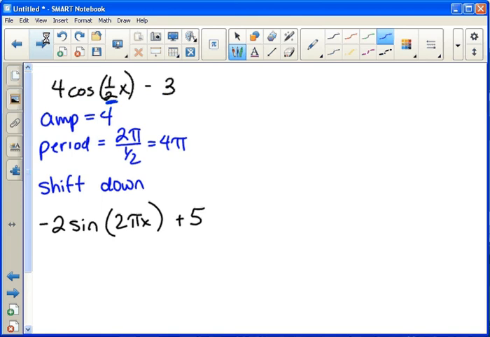Okay, so let's draw this. We're going to be shifting down 3. So I'm going to shift down 1, 2, 3. That's my new midline. And because my amplitude is 4, I know I can go up 4 to +1 or down 4 to -7. And because of the shape of cosine, I start up at the top, go down, and then come back up to where I started.